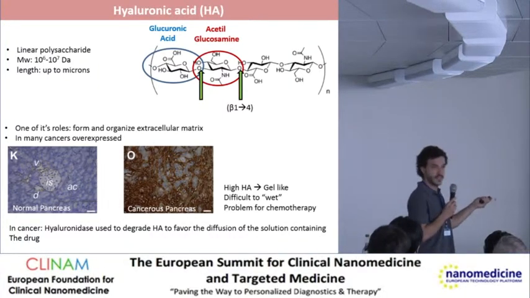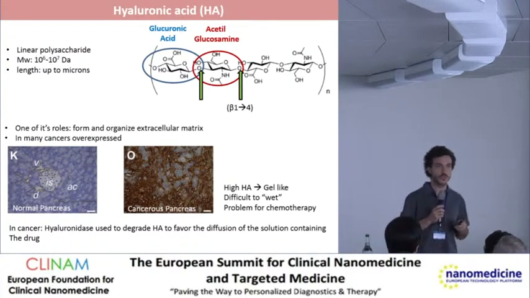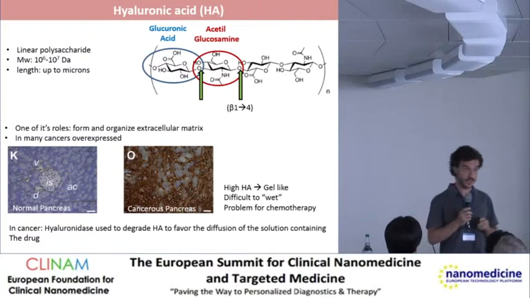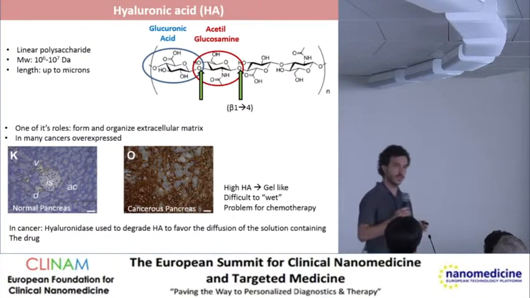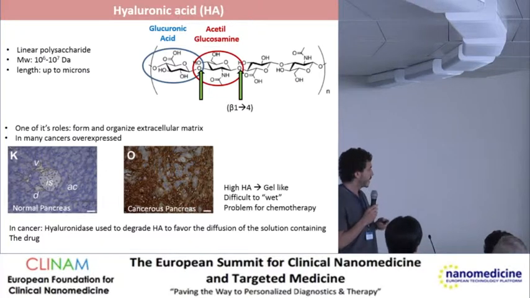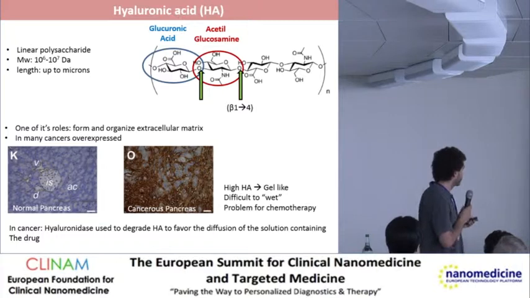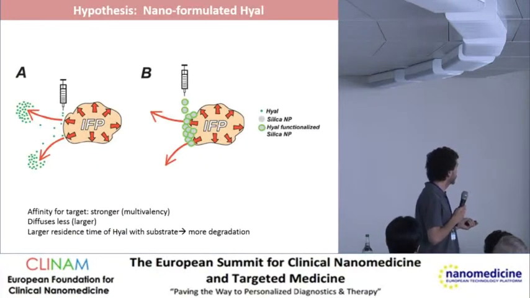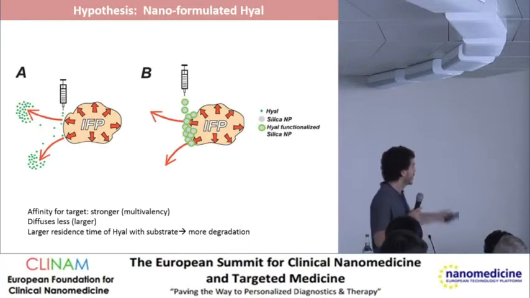So that's why this enzyme hyaluronidase is used in treating cancers, and it's used, we say, as an adjuvant because it helps the diffusion of the drug. So first you would administer the enzyme, and then you would inject the drug. So that's up to now what is published.